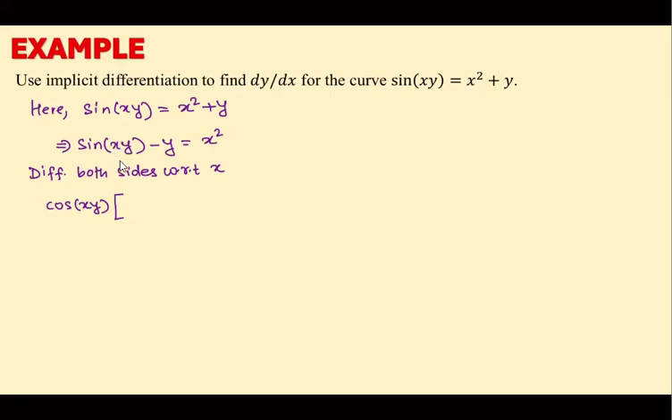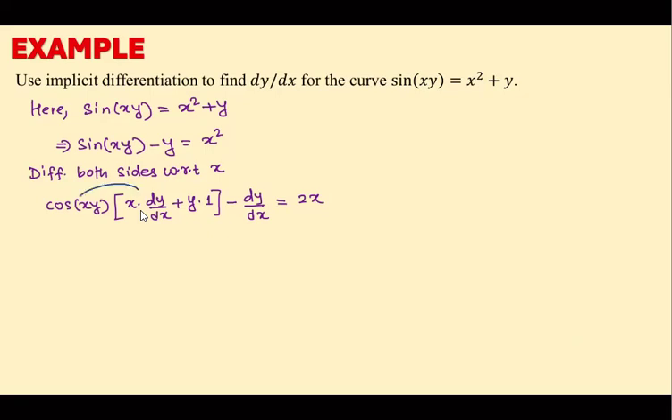The product rule says first function, which is x, times the derivative of the second, dy over dx, plus the second function, which is y, multiplied with the derivative of the first. The derivative of x with respect to x is 1. Then minus, we have y here, and the derivative of that y with respect to x is dy over dx, and then equal to, on the right-hand side, we have x squared. The derivative of x squared is 2x. Now, outside this bracket, we have this cosine xy attached. So let's distribute and see what we get.